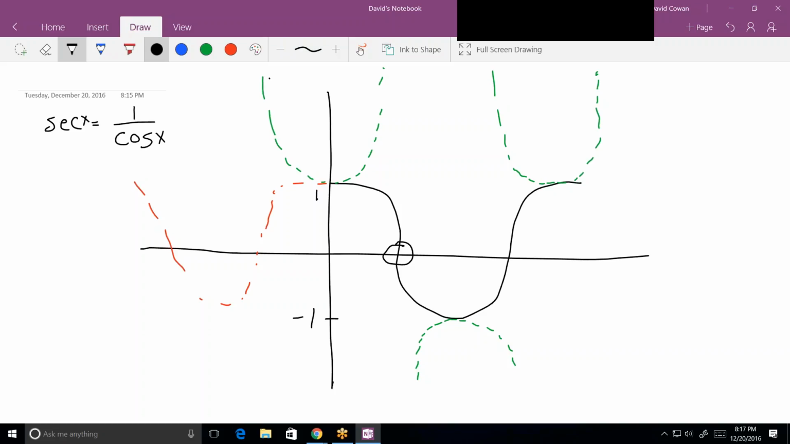Would it be not a real answer? It's infinity, right? In other words, the secant also has vertical asymptotes wherever the cosine is equal to 0. So it's got a vertical asymptote there. It's got a vertical asymptote there.